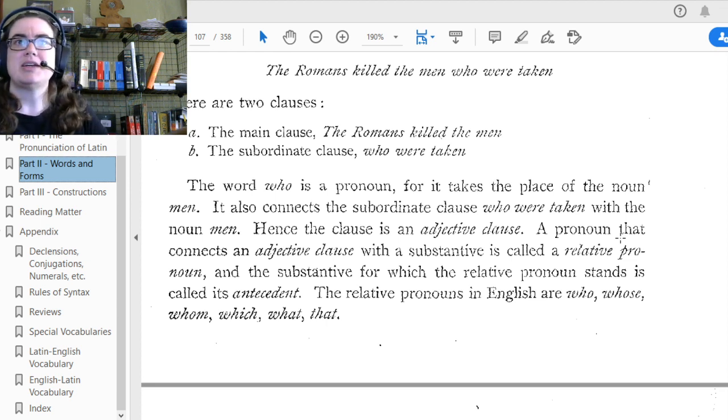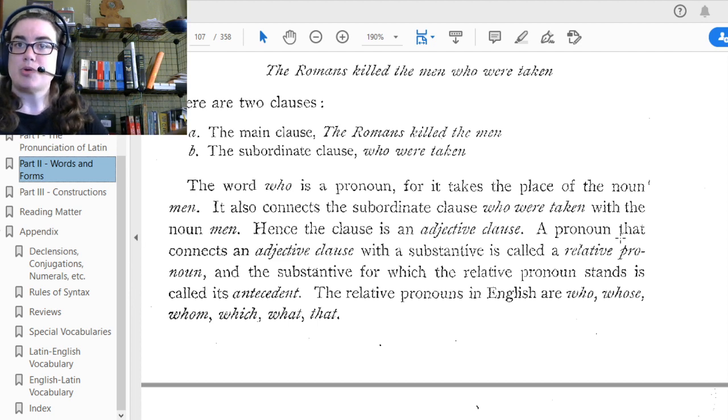A pronoun that connects the adjective with the substantive is called a relative pronoun, who. And the substantive for which the relative pronoun stands is called the antecedent. So men is the antecedent, who is the relative pronoun. The relative English pronouns are who, whose, whom, which, what, that. Okay.